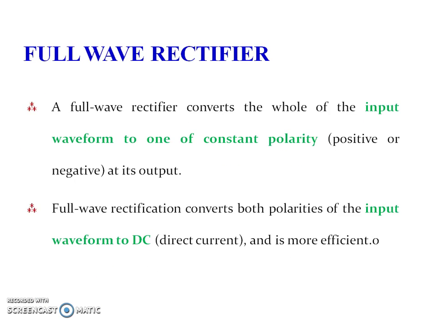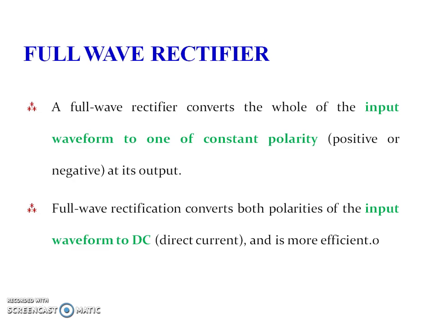Full wave rectifier. Now we come to the full wave rectifier section. A full wave rectifier converts the whole of the input waveform to one of constant polarity, positive or negative, at its output. Here the positive half cycle as well as the negative half cycle is obtained at the output section, but it has only a constant polarity. That is, either the complete cycle is converted to positive polarity or to negative polarity.